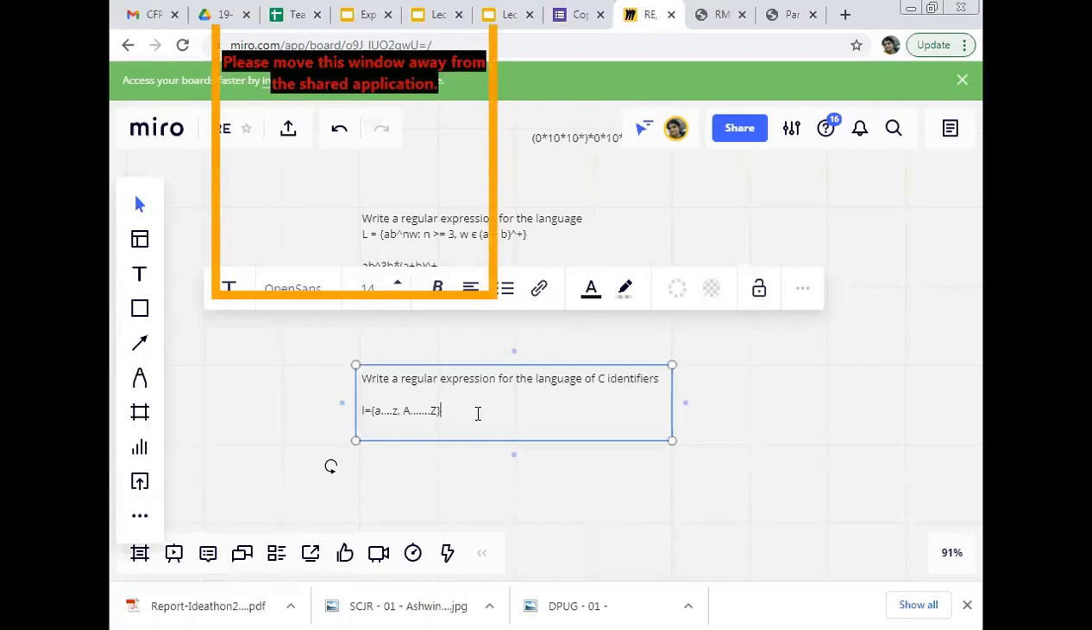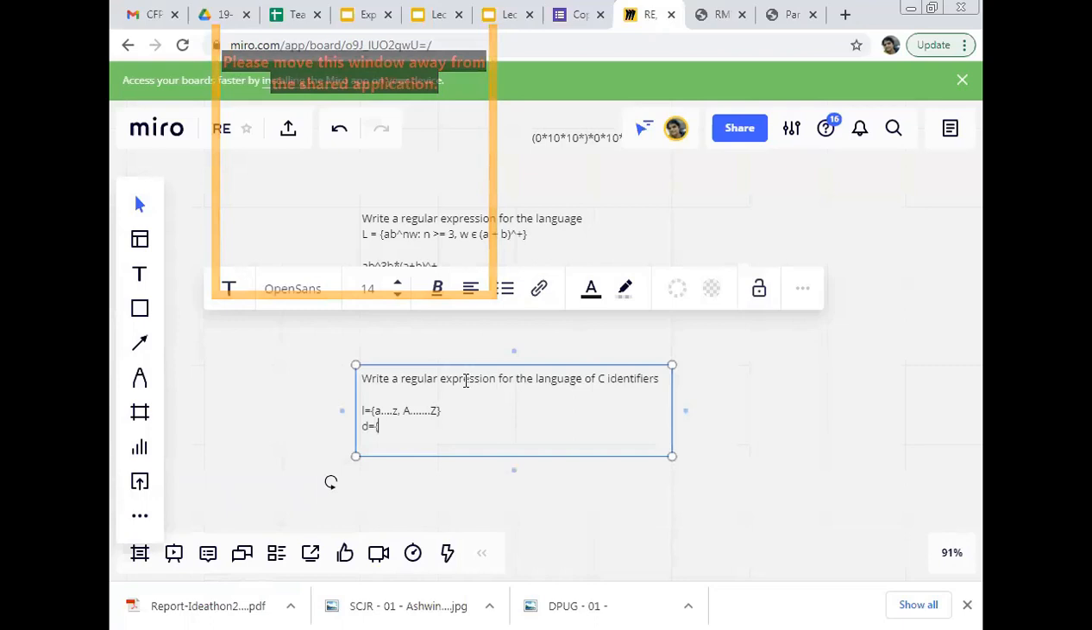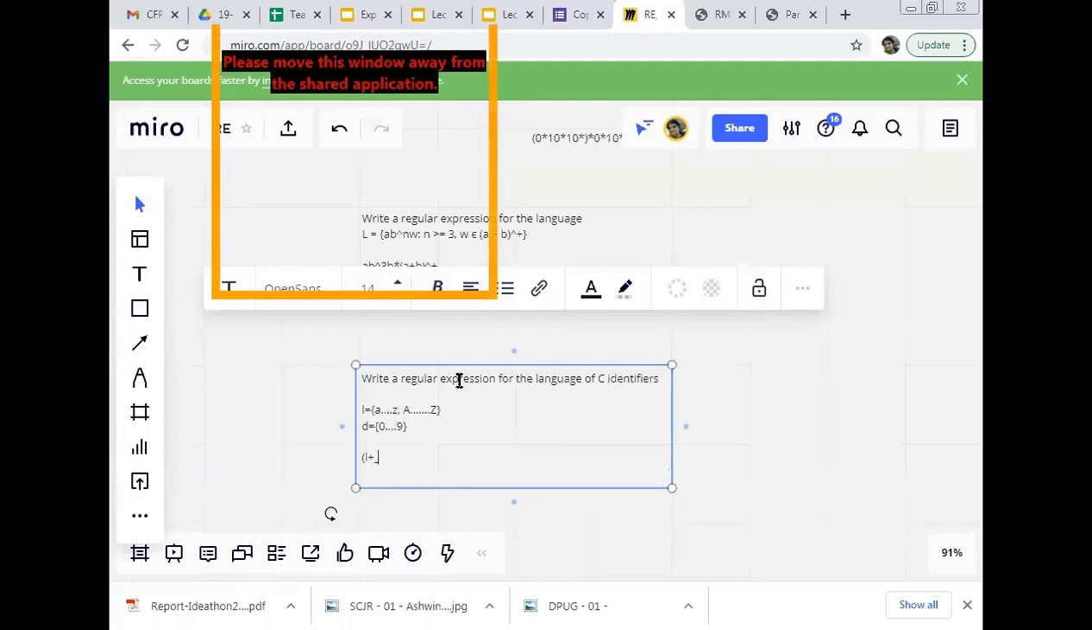Utkarsh, you are wrong. It cannot start with a number. It cannot start with a digit. It can start with the underscore. Okay. So I'll take D as digits or numbers, that is 0 to 9. Okay. So what our identifier says is, the identifier says it should always start with a letter or underscore. Is it right? So what I'll take? I'll take L or underscore at the start. I hope you're getting this.